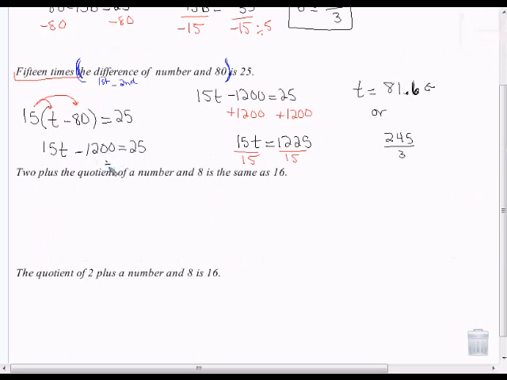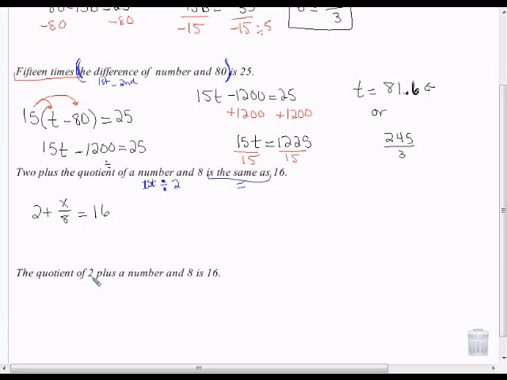Quotient means divide. Okay, 2 plus the quotient of a number and 8. Whenever you see the quotient of, it's the first divided by the second. Okay, so this is 2 plus some number divided by 8 is the same as, means equals. So 2 plus x over 8 equals 16.